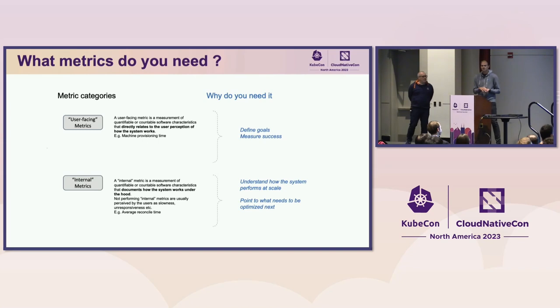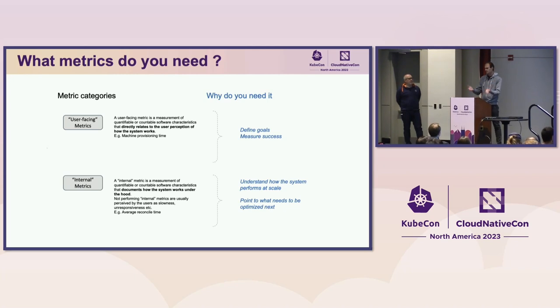Okay, let's take a closer look at metrics. We basically made our own categories here. We separate them into user-facing metrics and internal or system metrics. User-facing metrics are metrics describing what a user cares about, so things like how long it takes to create a machine, delete a machine, or create a cluster. We use them to define goals and to measure our success. The really important part is that you have metrics describing what a user cares about, and those are the ones we're trying to optimize.